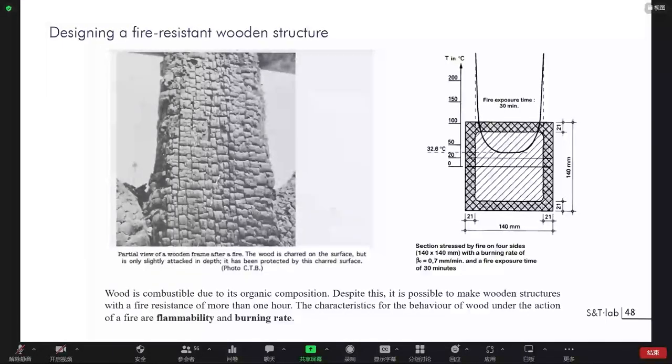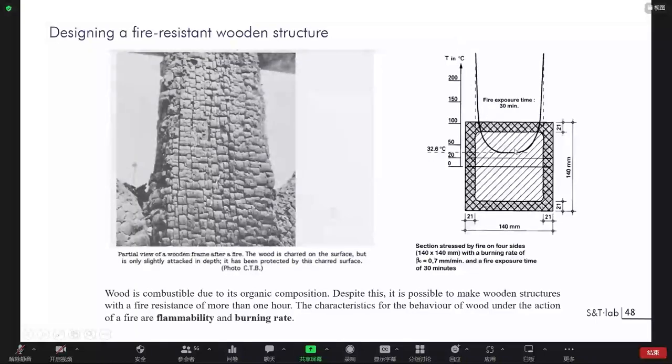When this is done, something very interesting is that the timber will be burning and producing coal, and this coal will be formed all around the timber material. Also, due to the very specific properties of timber and with this coal, the temperature inside this material will be maintained quite low. Here you see the timber burning at more than 400-500 degrees, it could be 1,000 degrees.